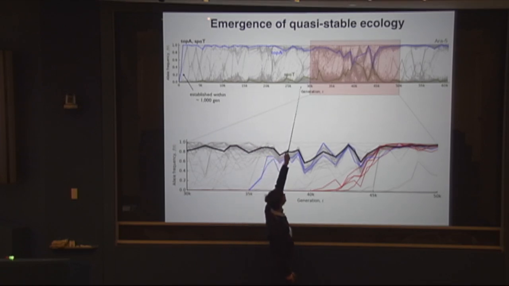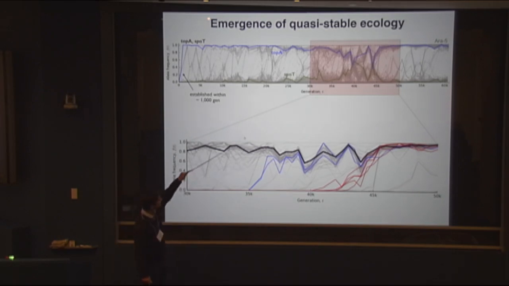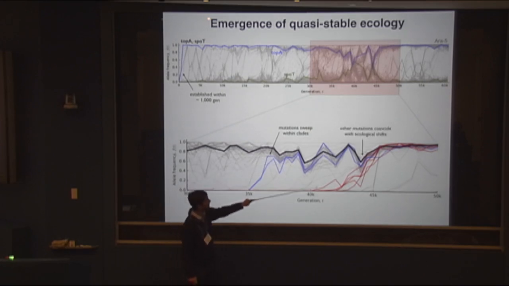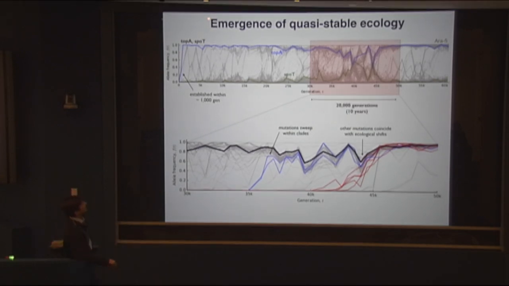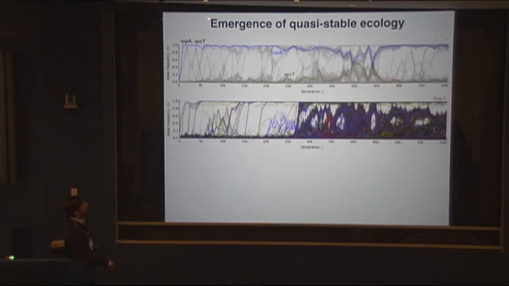And then later there are various events that alter this frequency in various ways. You can see some of these things. So for instance, this is this top A mutation here, zooming in on a bit of it. You can see some mutations sweep within that group, and then other mutations occur later and drive this change in the relative frequencies of these types. And this plays out over a very long time.